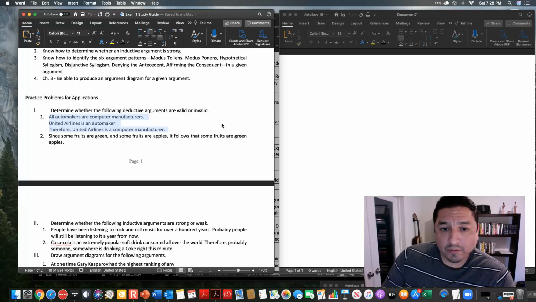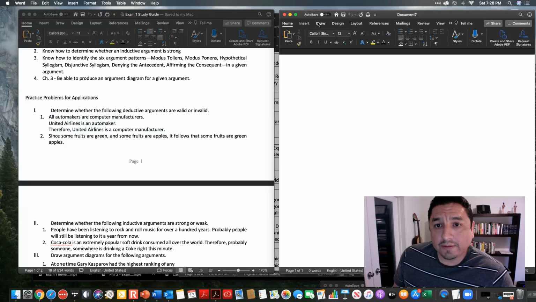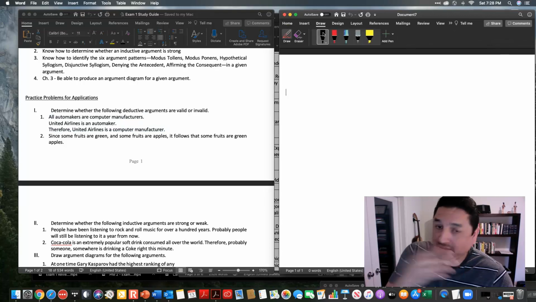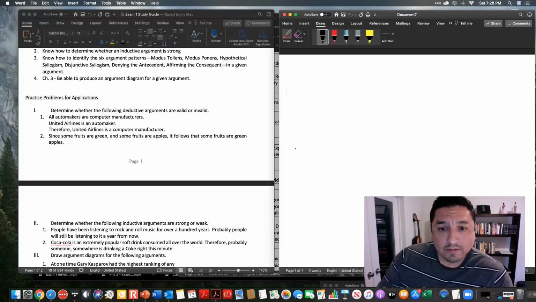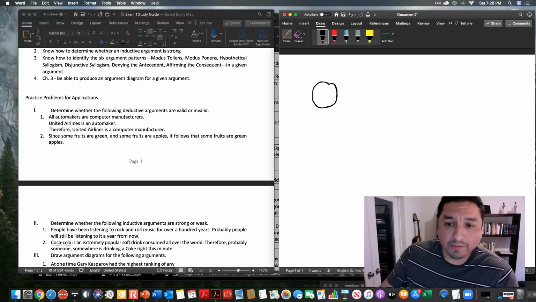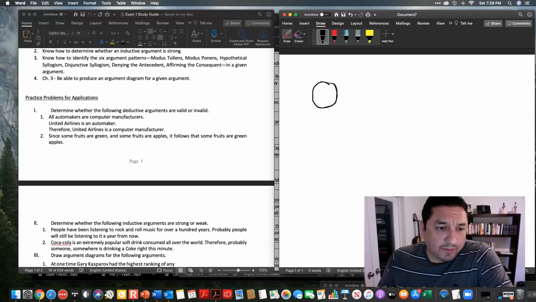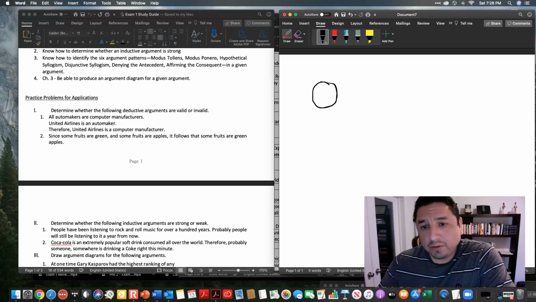So I'm going to show you a way of testing for some of these statements, which you can do by means of classes. The circles that I'm going to draw here represent classes. Okay, so I'm going to capture the information that's included in the premises by means of these diagrams. The first premise says all automakers are computer manufacturers. So what you have in this first premise is the class of computer manufacturers, and the premise is telling you that there's another class contained within this class, which is the automakers.